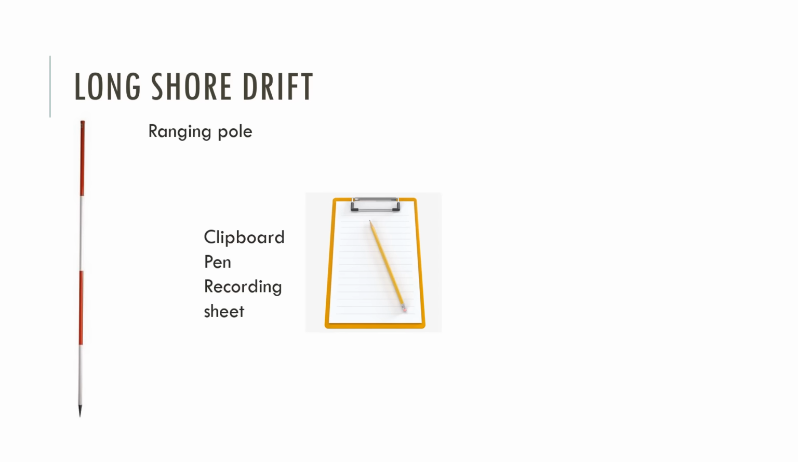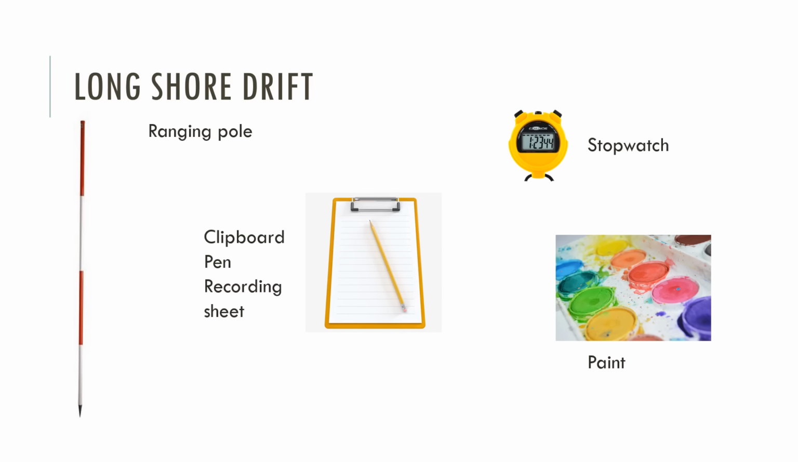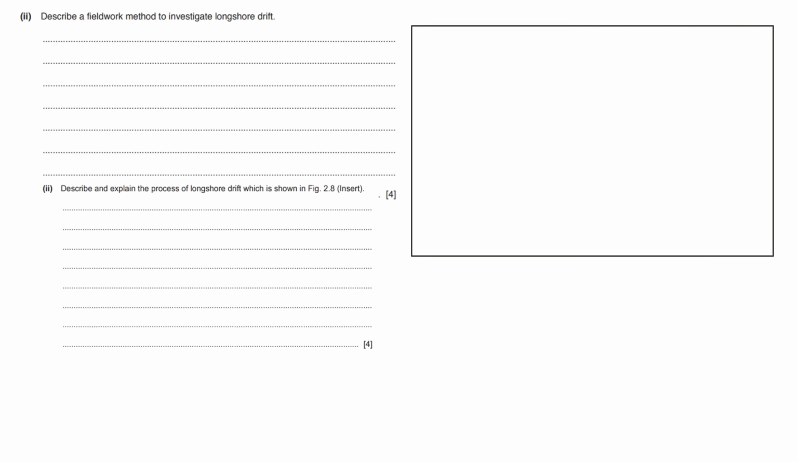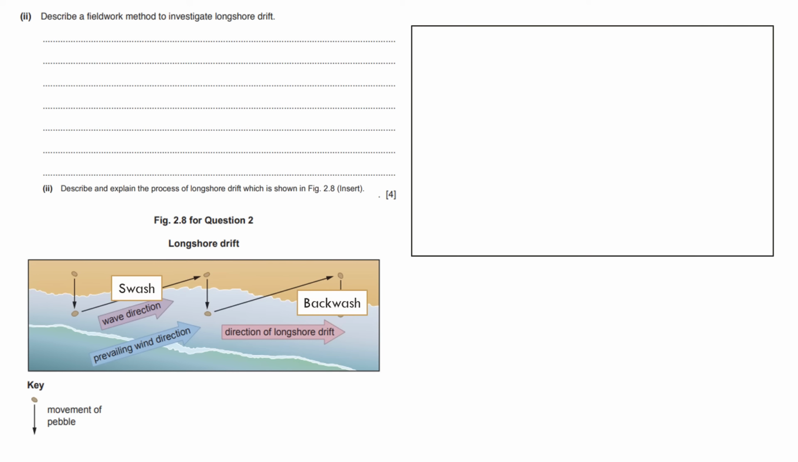Another method you're expected to know is how to measure longshore drift. So you need a ranging pole, a clipboard, pen, recording sheets, a stopwatch, and some paint. Follow-up questions ask about describing the methods to investigate longshore drift and what equipment you would use. And again, this has appeared twice. Just to recap, sorry, not that it hasn't appeared twice.